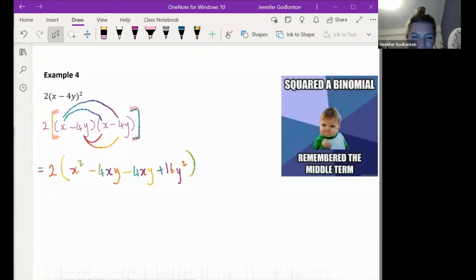Okay, so that's our first line there. All I did over there, guys, was I did my FOIL. So I did my first terms, my outers, my inners, my lasts. Hopefully we are feeling a little bit more comfortable with our FOIL at this point, and we've got something good going on.